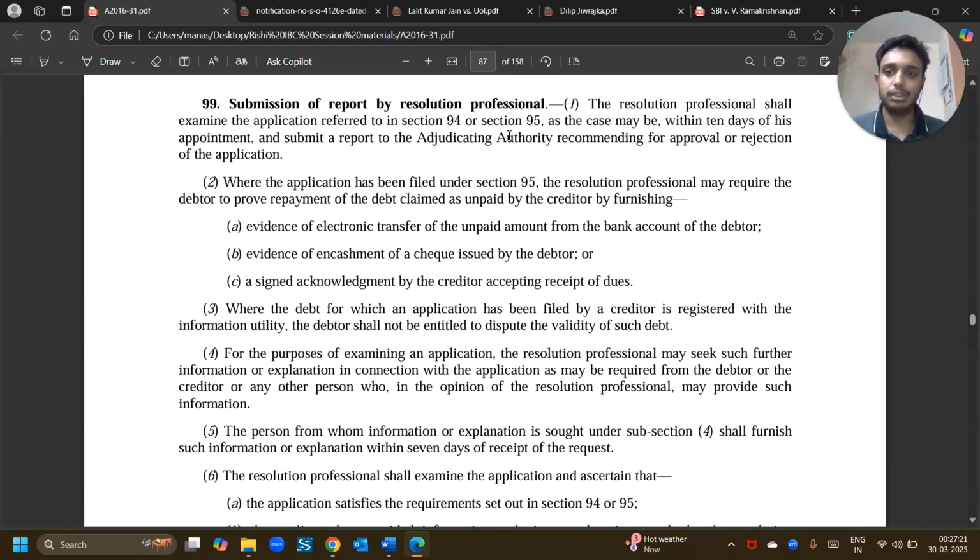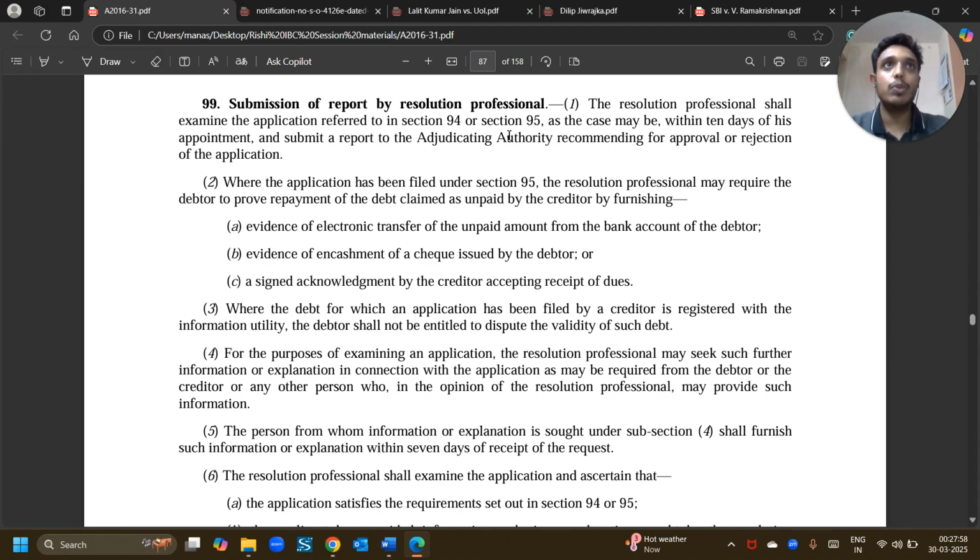Now coming to section 99, which is a very crucial section in the scheme of the insolvency resolution process for individuals, including personal guarantors. Section 99 says submission of report by the RP. Subsection 1 says the RP shall examine the application referred to in section 94 or section 95, as the case may be, within 10 days of his appointment and submit a report to the adjudicating authority recommending for approval or rejection of the application. So here the application itself is subject to scrutiny by the RP, right?